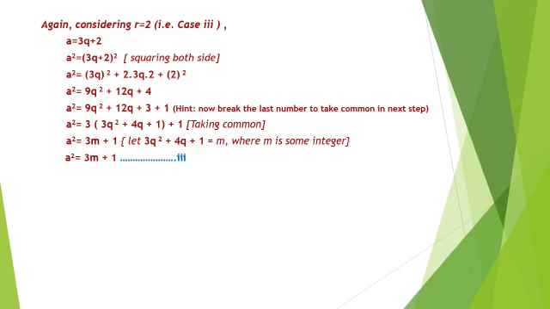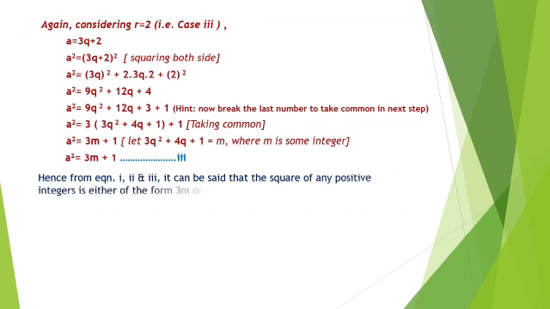Now from equations 1, 2 and 3 we can clearly say that the square of any positive integer is either of the form 3m or 3m plus 1 for some integer m.